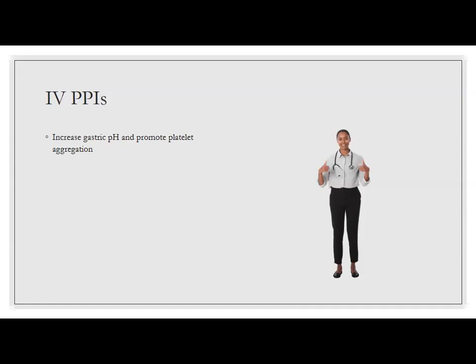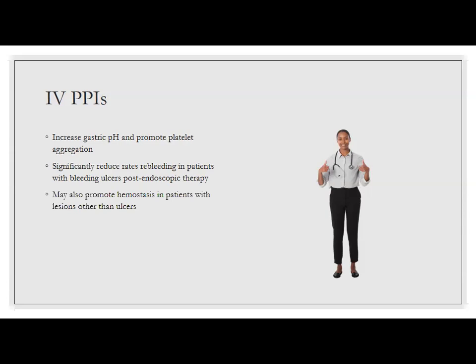Just a brief word on IV PPIs. So how they work, they increase the gastric pH and they promote platelet aggregation. So we know that they reduce rates of rebleeding in patients with ulcers post endoscopy. And we think they also promote hemostasis in patients with lesions other than ulcers. And then what's best, intermittent versus continuous? It's not really clear. At Loyola, we do intermittent, but at the VA, we do continuous. So either way is fine.